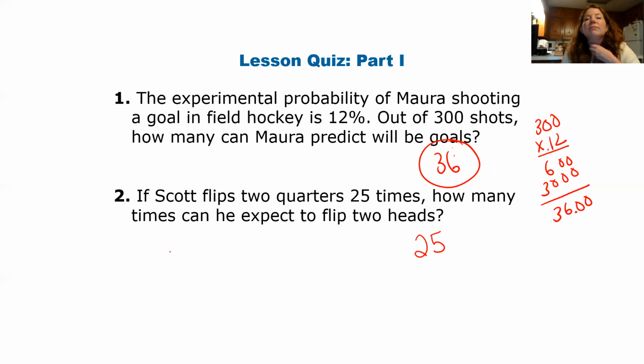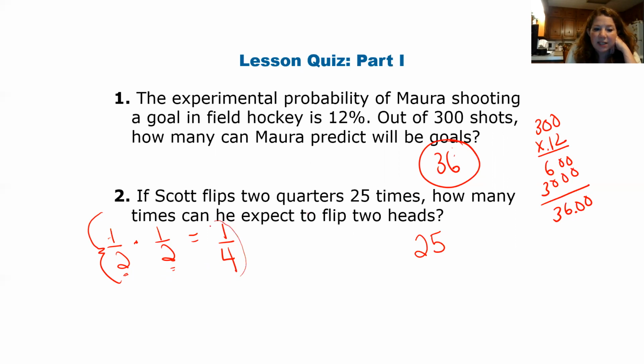So the probability of getting heads is 1/2, right? So if he gets heads the first time, and then gets heads the second time, that's also a 1/2 probability. So to get 2 heads in a row is 1/4. We haven't really talked about compound events yet. I don't really like this question, but basically you take the probability of the first event and multiply it by the probability of the second event, and that's the probability of getting 2 things in a row.